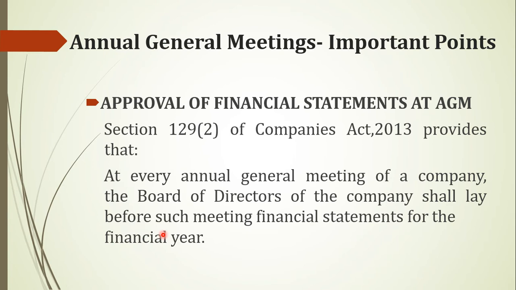So section 129 deals with the financial statements of the company. Under section 129 subsection 2 of the Act, it provides that at every annual general meeting, the board of directors has to lay down the financial statements of that financial year. So the very basic point is that at every AGM, the board of directors has to lay down the financial statement for that particular financial year of the company. This is governed under section 129 subsection 2 of the Act.